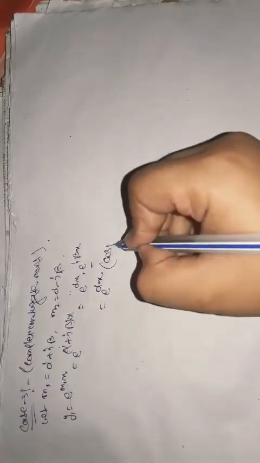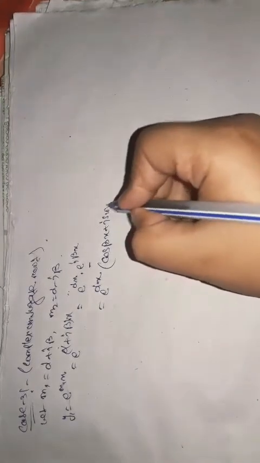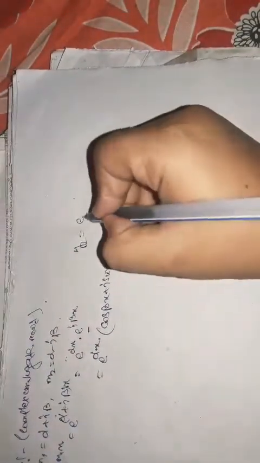Then the solution is y1 equals e to the power m1x. So we write here e to the power alpha plus i beta x. This equals e to the power alpha x into e to the power i beta x. Then we write e to the power alpha x, and write this as cos beta x plus i sin beta x.